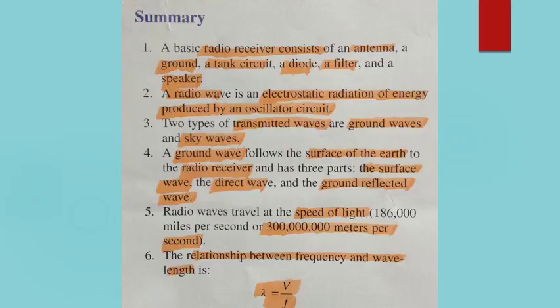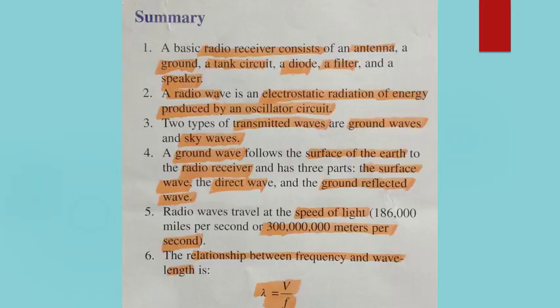Summary for the chapter is as follows. The basic radio receiver consists of an antenna, a ground, a tank circuit, a diode, a filter, and a speaker. A radio wave is an electrostatic radiation of energy produced by an oscillator circuit. Two types of transmitted waves are ground waves and sky waves. A ground wave follows the surface of the earth to the radio receiver and has three parts: the surface wave, the direct wave, and the ground reflected wave.